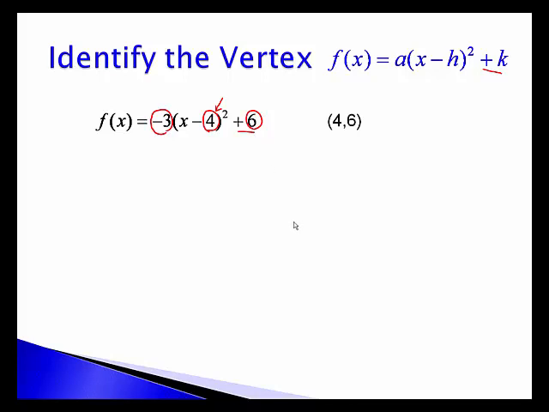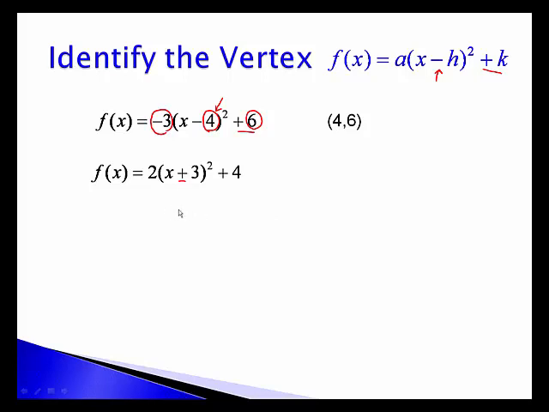Seems pretty straightforward. Let's take another one. This time I have f of x is equal to 2 times x plus 3 squared plus 4. Let me ask you, first of all, does it open up or down? Well, it should open up. The 2 is a positive 2. And the next question I have for you is, what is the vertex? Well, I do need to point out to you, it's going to get just a little bit more complicated this time. Notice that in the vertex form, that has to be a minus right there, and it's not.